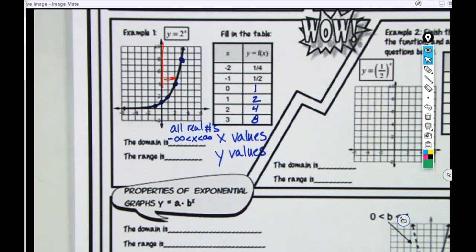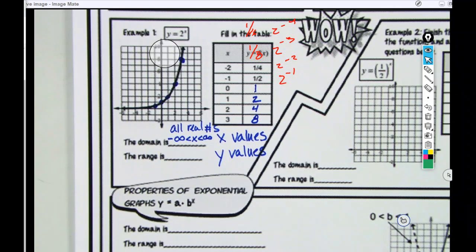Let's talk about this. Let's go back to our table. If 2 raised to the negative 1 is 1/2, 2 raised to the negative 2 is 1/4. What's 2 raised to the negative 3? 1/8. To the negative 4, what is it? 1/16. And then 1/32 and 1/64. Am I ever going to reach 0? No. Never. I'm never going to reach 0.